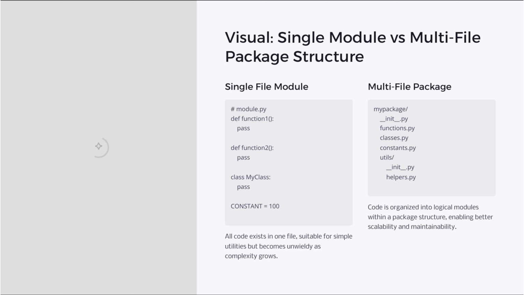Single-file modules, like module.py, are ideal for simple utilities, but can become cumbersome as complexity increases. In contrast, a multi-file package, such as mypackage/, organizes code into logical modules, enhancing scalability and maintainability. This structure allows for clear separation of functions, classes, and constants, promoting efficient development and collaboration.